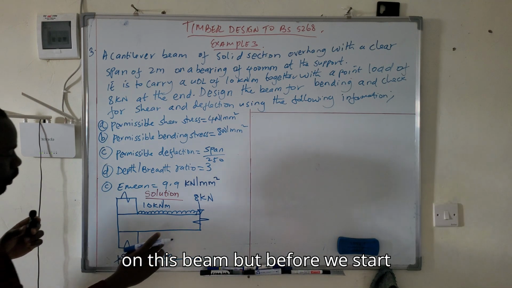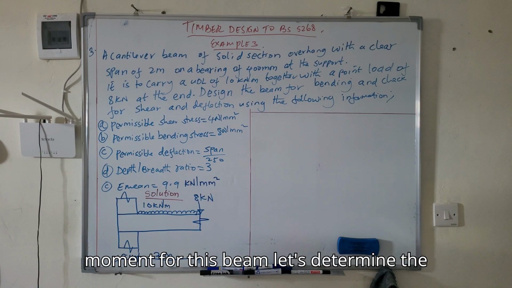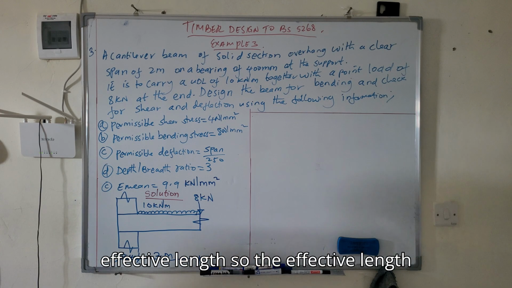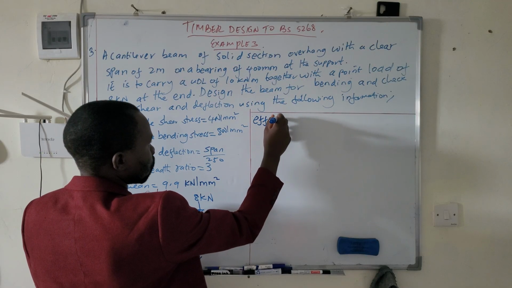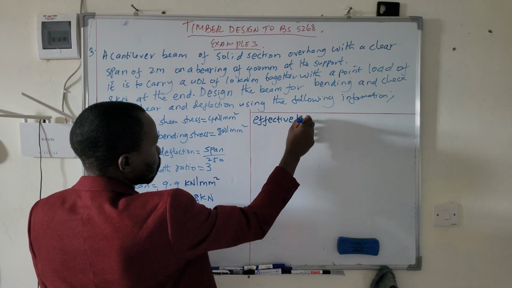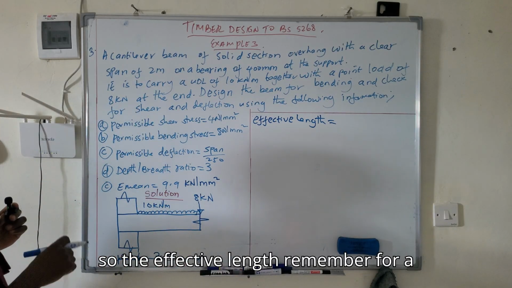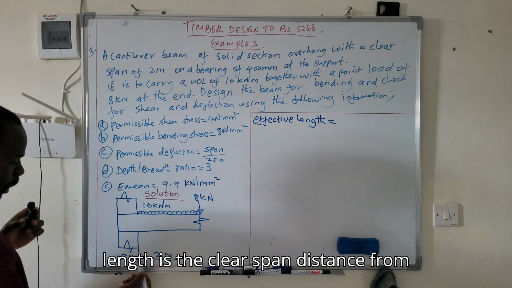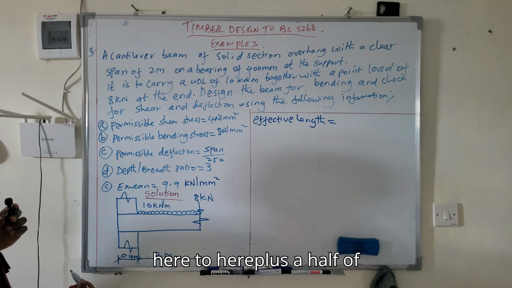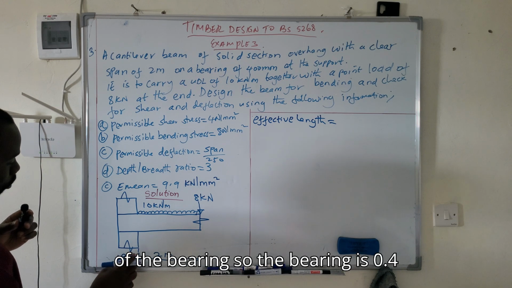After doing this, we'll start calculating the maximum moment on this beam. But before we start calculating the maximum moment for this beam, let's determine the effective length. Remember for a cantilever, we said that the effective length is the clear span distance from here to here plus a half of the bearing. A half of the bearing. So the bearing is 0.4.